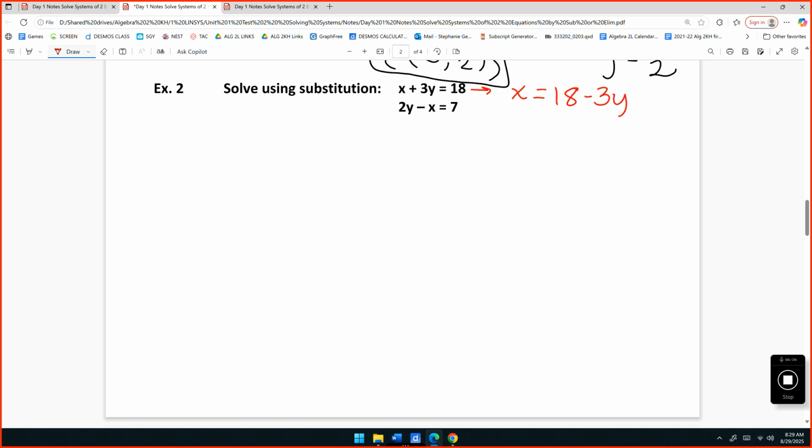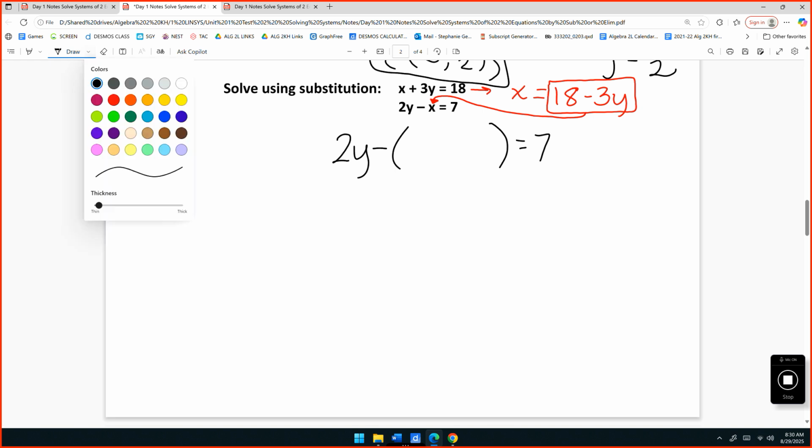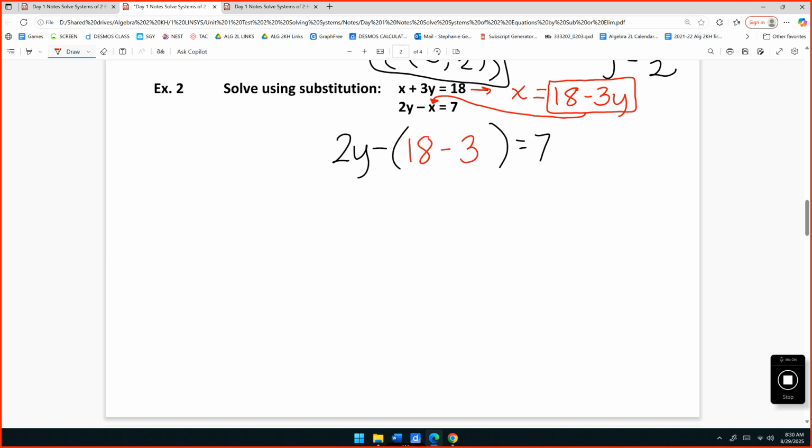Okay, x, your isolated variable, that's your sub. We send the sub in to go in place of x in the other equation. So the sub is going to take the place of the other equation's x. So now I'm going to rewrite the other equation. I'm going to write 2y minus whatever x is. It's got a sub, so I'm going to put the sub in, which is 18 minus 3y.